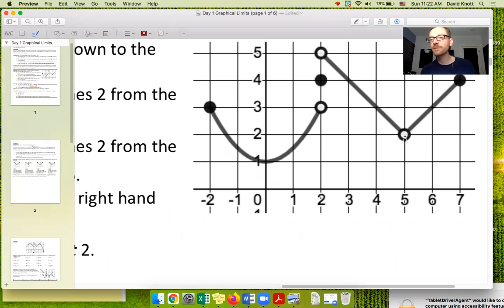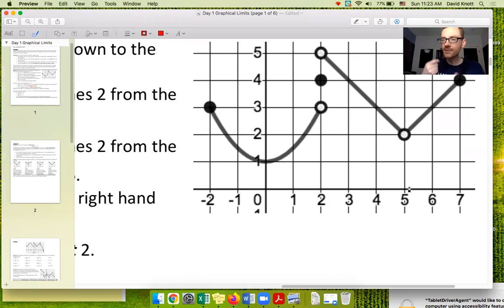The empty dot signifies that the function's value there is not 2, right? If the value of the function at 5 were 2, it would just be a full dot, or it would just be a corner like this. There wouldn't be this empty circle there. So the function doesn't have a value at 5. The function's undefined at 5, and yet the two-handed limit still exists at 5.